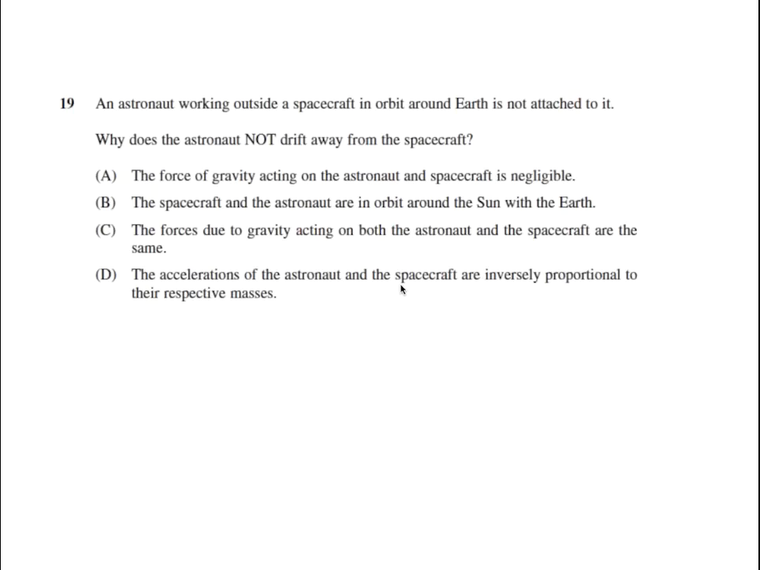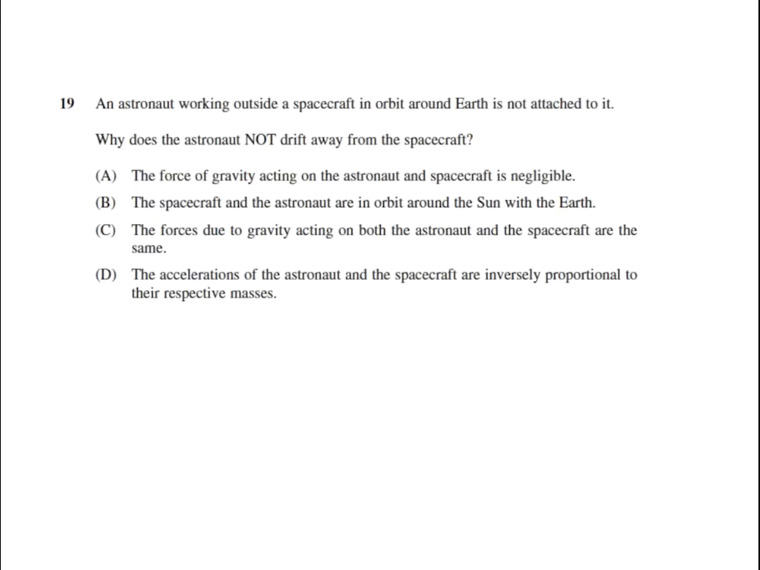Okay, question number 19. This is probably not the best of questions, but sometimes you do go through an HSC and a question comes up that looks a little bit weird. But even still, by the process of elimination, we can work out the answer. So question 19, an astronaut working outside a spacecraft in orbit around the Earth is not attached to it. Why does the astronaut not drift away from the spacecraft? Pause.